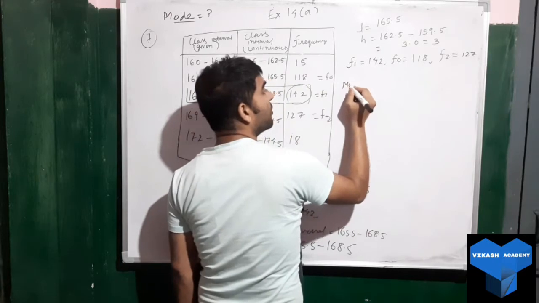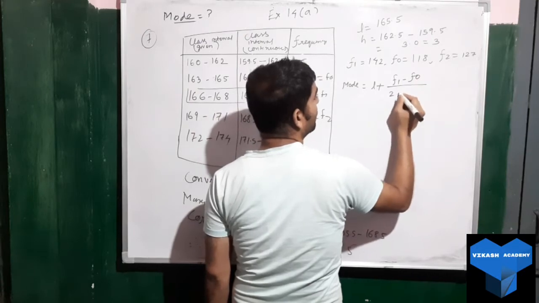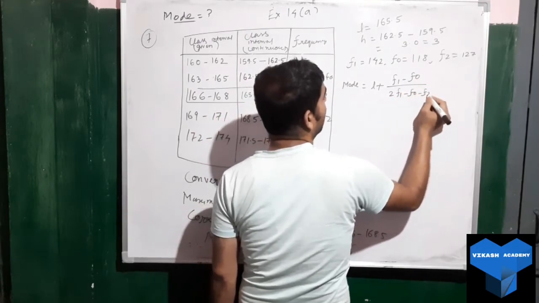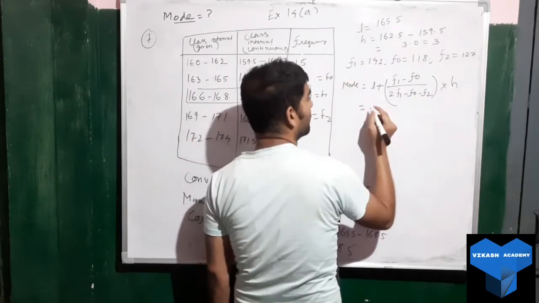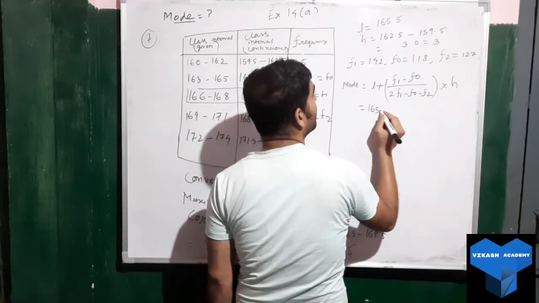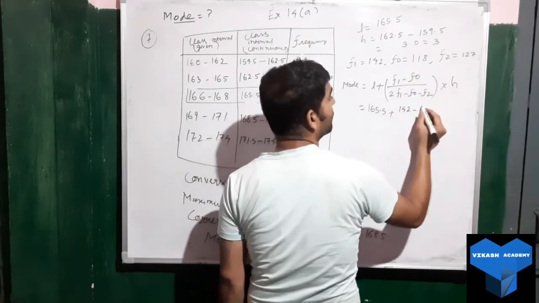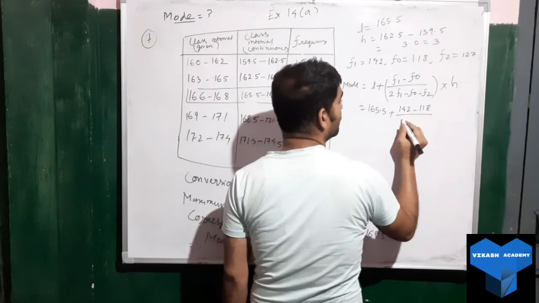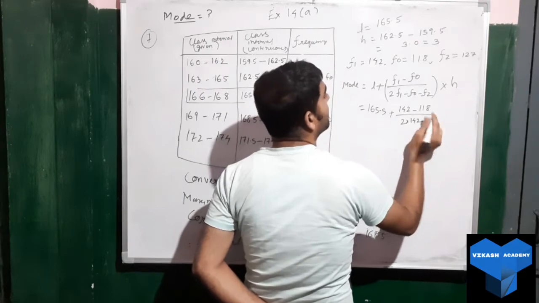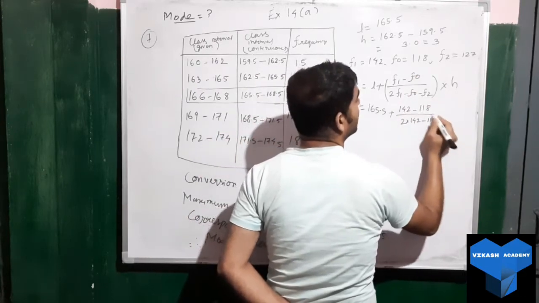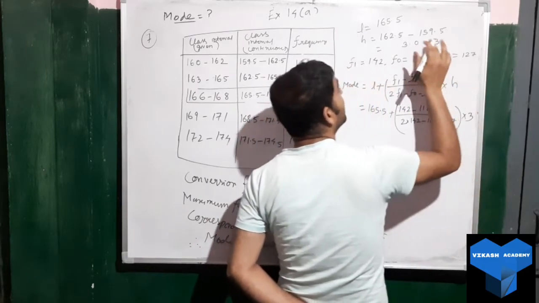Mode will be what? Mode is equal to L plus (F1 minus F0) divided by (2 F1 minus F0 minus F2), into H. L will be how much? L is equal to this one, 165.5 plus F1, 142 minus F0, 118, divided by 2 into 142 minus F0, 118, minus F2, 127. Close the bracket. Into H, we have here 3.